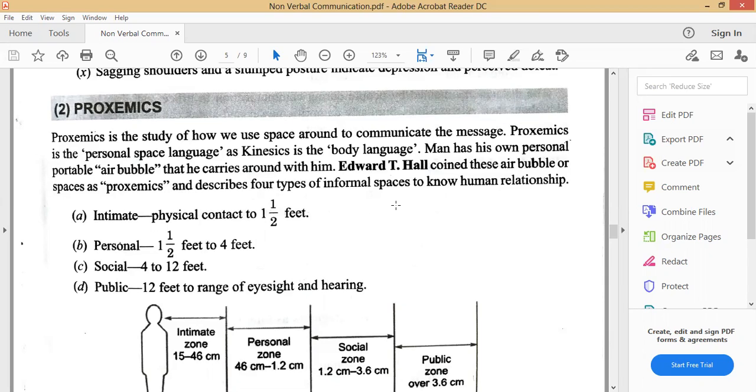So, proxemics, it is a study of how we use space around to communicate the message. Proxemics is the personal space language as kinesics is the body language. ठीक है, so हमने kinesics को क्या बोला था, that it is a study of body language, right? So when we talk about proxemics, it is personal space language.